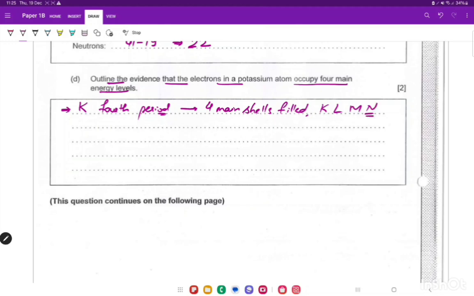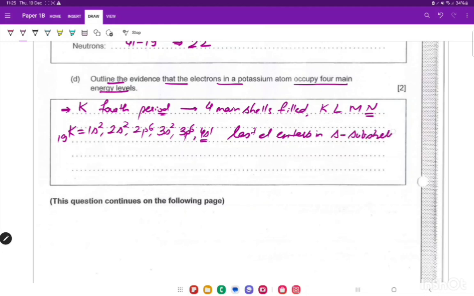The last electron enters the N shell, and the configuration of potassium, Z equals 19, is 1s2, 2s2, 2p6, 3s2, 3p6 and 4s1. The last electron enters the s subshell of the fourth shell, the s subshell of the fourth energy level. As we can say, the potassium atom occupies 4 main energy levels.